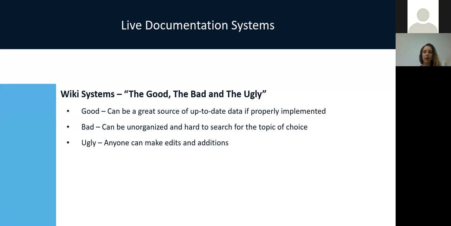So wikis can be great, but they have to be properly managed, properly implemented, so that there's no bad data or very little bad data, and they are easy to search so that these junior engineers can actually learn from them and use them.